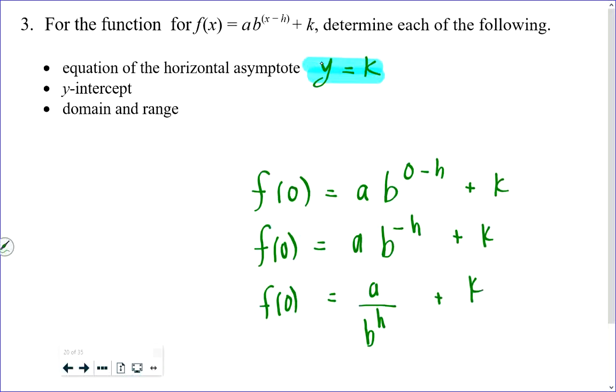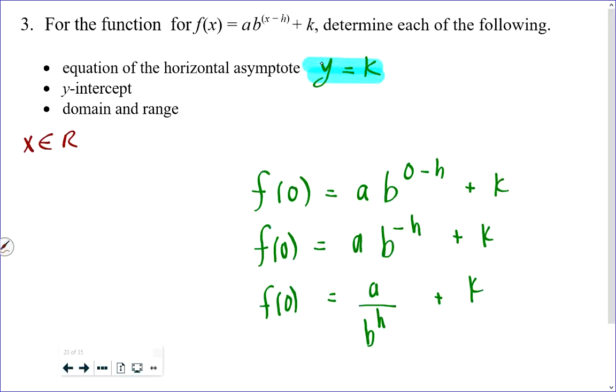0 minus h is negative h. B to a negative exponent is the same as b to the positive exponent in the denominator. And you're going to be getting lots of practice for the remainder of this unit dealing with exponents and exponent laws. Domain, any real number.